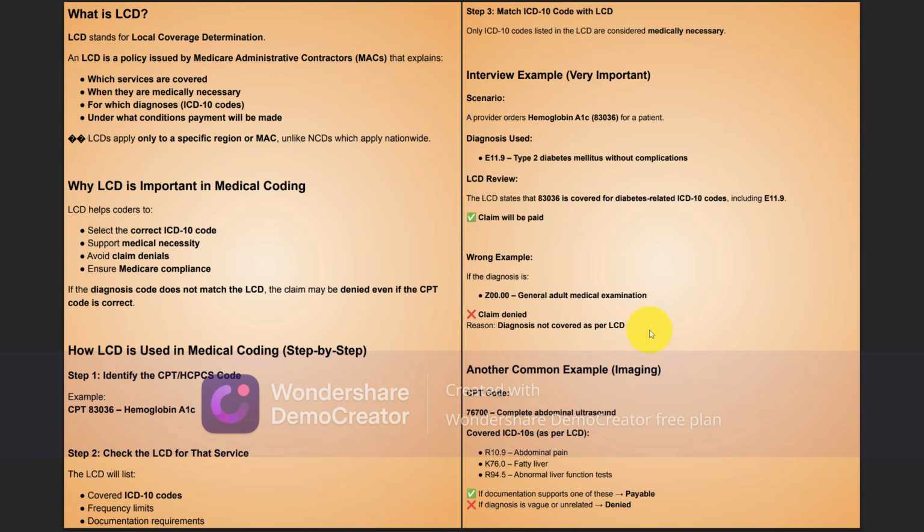Question is here: how will you check the LCD in the CMS portal? I will explain that. If you are using an encoder or Codify, there is also a list available, so we can check from there. I will discuss it in a separate video.